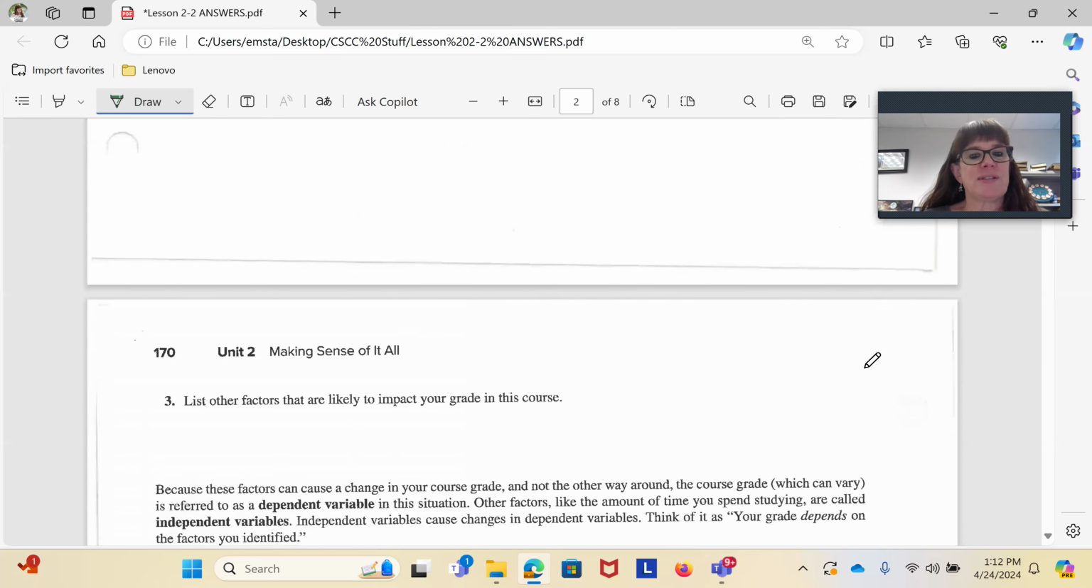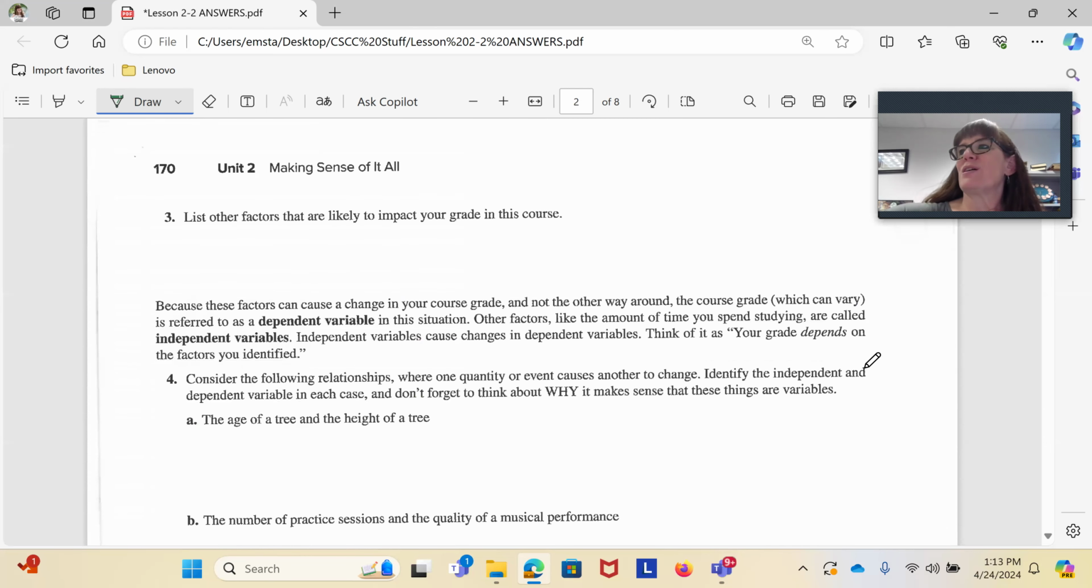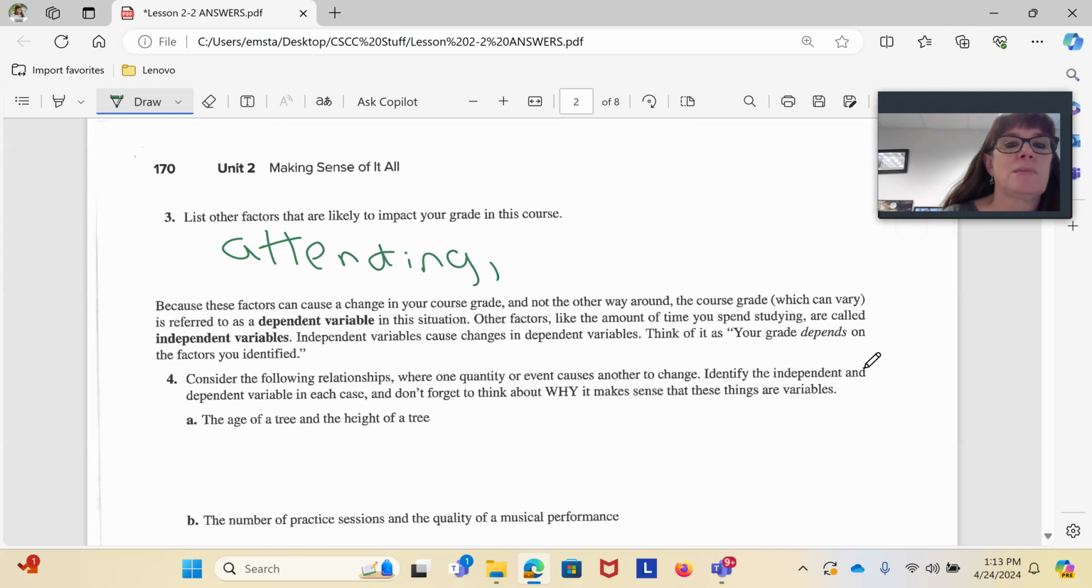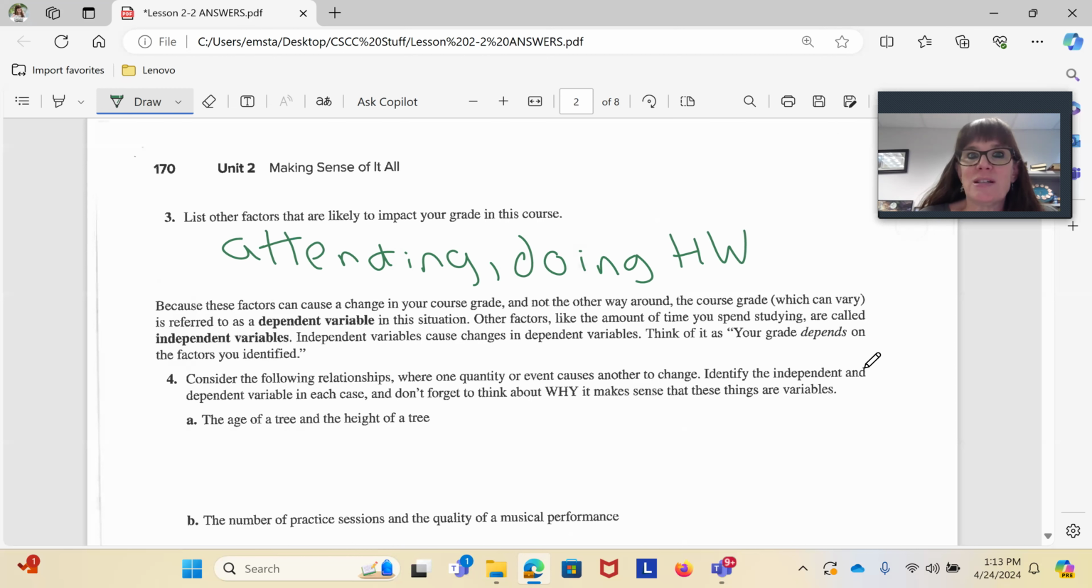At the top of page 170, they want you to think about some other things that might influence your grade in this course. So we talked about studying. How about attending? Attending is pretty important. Doing all of your homework. Participating, being involved, asking questions when you need it, using the tutoring services if needed. There's lots of things you can do to better your grade. For the most part, if you are attending every class and doing all the work, you should get a passing grade in the class.